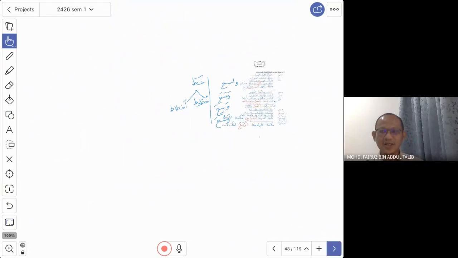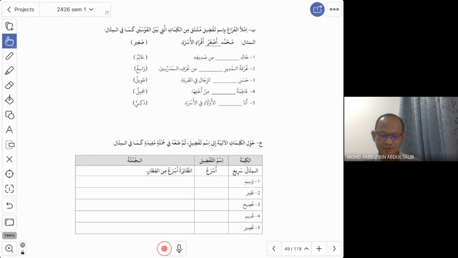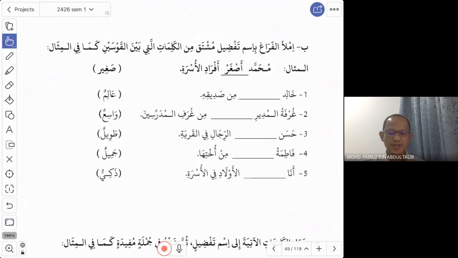Okay, now let us finish this. We have two more exercises. Ba imla il faraq. Ba imla. So fill in the blank with ism tafdil. Using ism tafdil, mushtaq. Okay, this word means derived, mushtaq. Derived from a kalimah. So derived here is basically you have a root word and then from the root word you change to other words. This is what we call mushtaq. Like the root word wasi'a just now, we change to awsa'. So awsa' is called mushtaq, a derivative word that we derive from the root word.